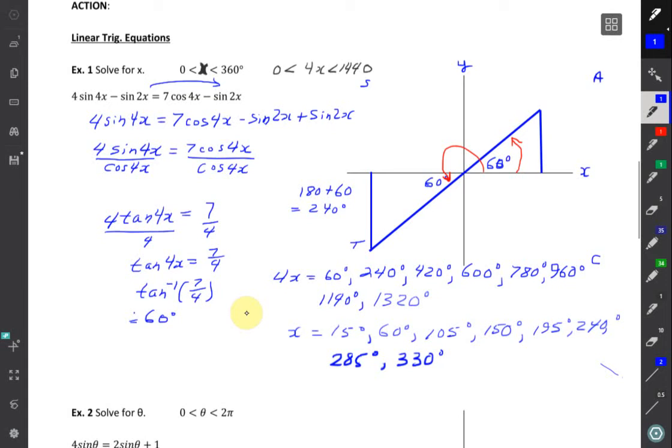Now at this point, if you feel comfortable with it, it would be a good idea to go ahead and try the other examples on your own and then come back and check them.